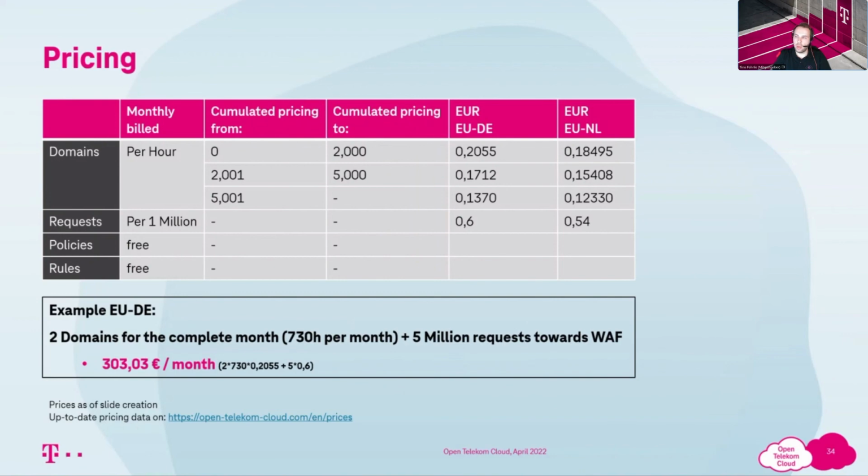The more domains you have, the less expensive it will be. So the example would be you have 2 domains running 24/7, and for example 5 million requests to your web server. This would sum up to about 300 per month.